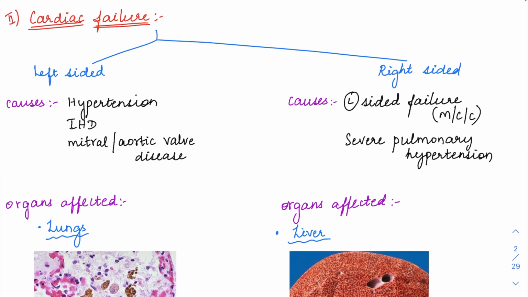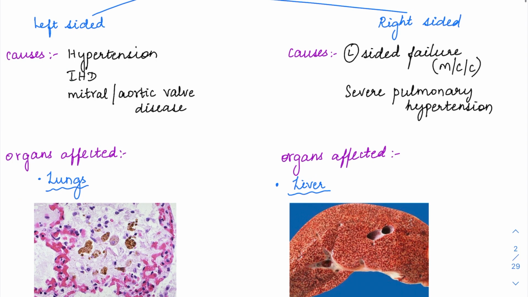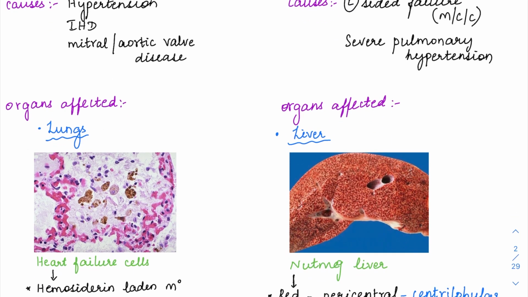Next, we'll see about the various types of cardiac failure. We have two types of cardiac failure, which are left-sided heart failure and right-sided heart failure. The causes of both will be different. So in left-sided heart failure, the causes will be anything which leads to a decrease in the blood flow. So any hypertension, ischemic heart disease, or mitral or aortic valve disease like stenosis. All of this is going to result in ischemia to the heart, and that will result in left-sided heart failure. So when the heart is not pumping properly, obviously the blood supply to other organs will also be decreased.